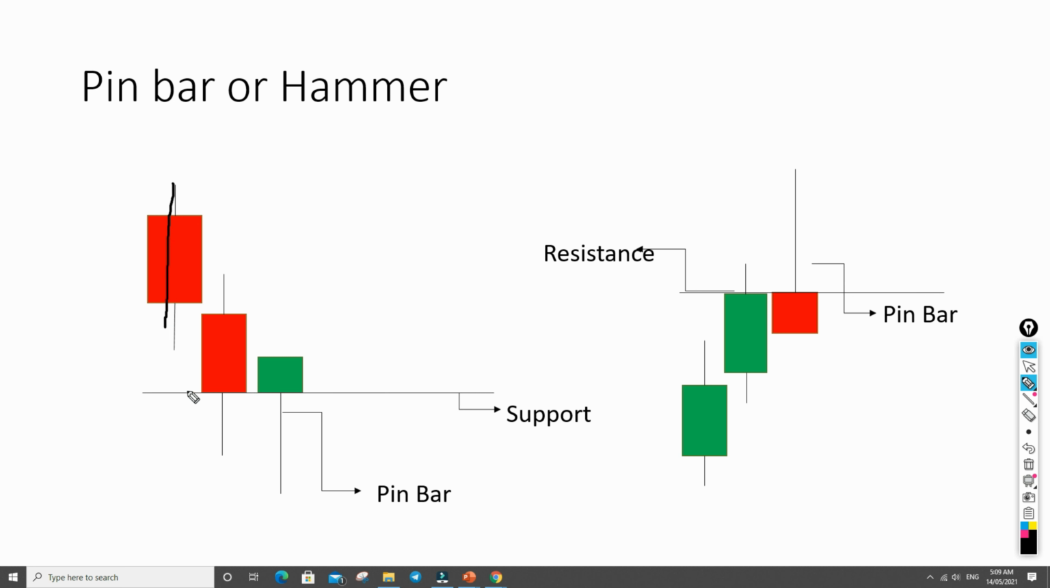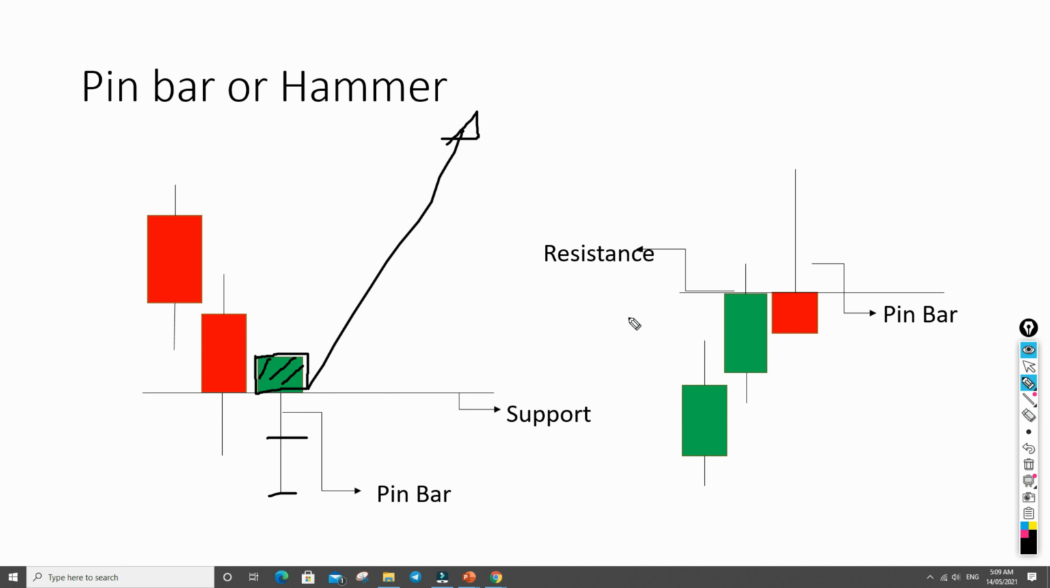This is a support. The price came to this level. The sellers put the price below, but the buyers strongly rejected and closed even above the support, above this zone, creating this hammer or pin bar. And how do you define the pin bar? As I told you, the wick is 2 times the body, so it is a hammer or pin bar. At this point, this is a strong sign of buyers in control, and then you can go for a long from this zone.